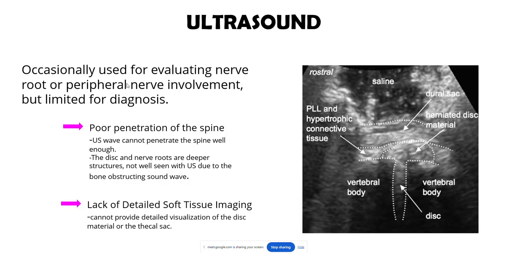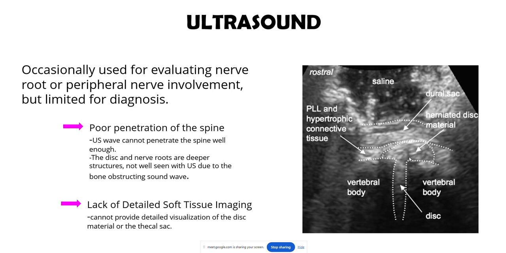Ultrasound is occasionally used for evaluating nerve root or peripheral nerve involvement, but limited for diagnosis. This is because of poor penetration of the spine. Ultrasound waves cannot penetrate the spine well enough. The disc and nerve root are deeper structures, not well seen with ultrasound due to the bone obstructing sound waves. Lack of detailed soft tissue imaging. It cannot provide detailed visualization of the disc material or the thecal sac.